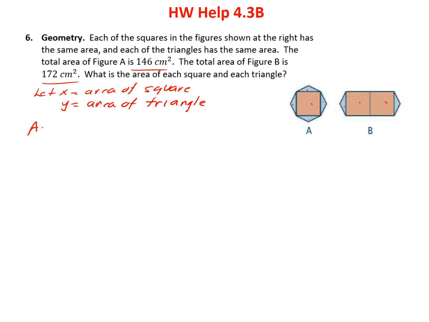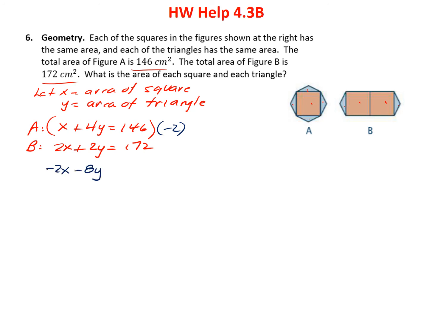Now, if you look at figure A, we can write this equation. There's one square, so x plus 4 triangles, 4y, equals 146. B, on the other hand, has 2 squares, so 2x plus 2y equals 172. Now, as we look at this, I'm looking at my x's, and I realize if I were to multiply the first equation by minus 2, I would end up with minus 2x and 2x, which could then be eliminated. So let's do that. This equation becomes minus 2x minus 8y, remember to multiply everything by that, equals negative 2 times 146, which is negative 292.